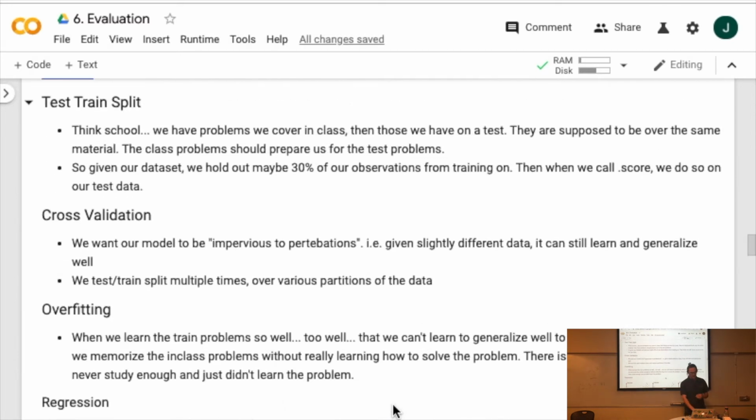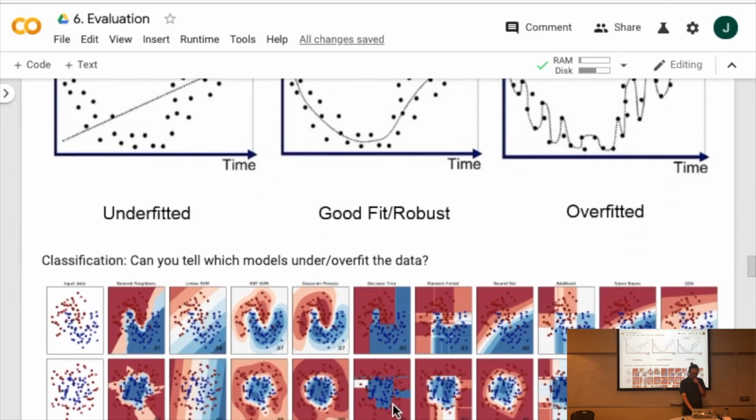So our goal is going to be splitting the data into testing and training data, and then training it on the training data, and then testing it or scoring it on the test data. Let's see. So that's what we've done.